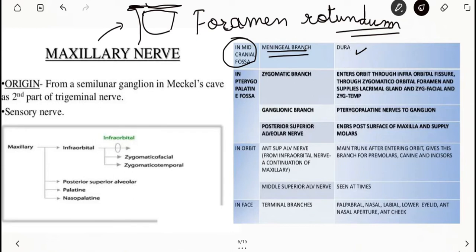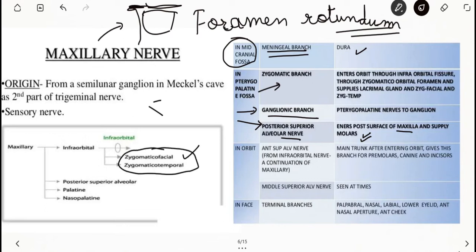In the pterygopalatine fossa, you just have to remember that it has 3 branches: zygomatic branch, ganglionic branch, and posterior superior alveolar nerve branch. The posterior superior alveolar nerve enters the posterior surface of the maxilla and supplies the molar teeth. The zygomatic branch is given off in the pterygopalatine fossa. Just before entering the bone, it divides into 2 branches, the zygomaticofacial and zygomaticotemporal branch, which supply the skin of the face and the anterior part of the temple.